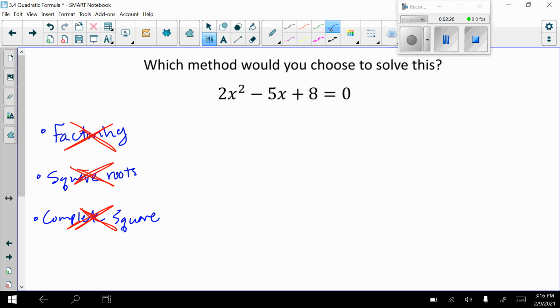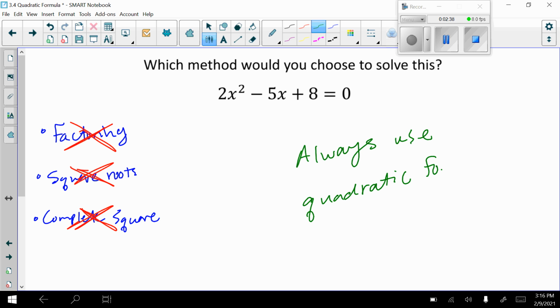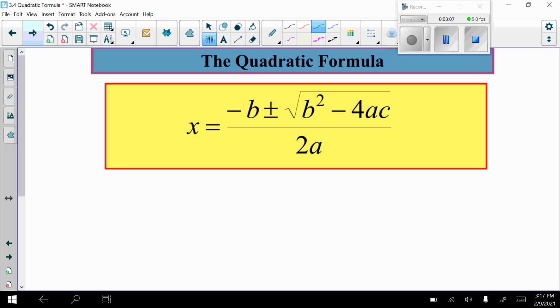So if nothing works, here's what we need to know. You can always use the quadratic formula. I'm going to show it to you here on the next slide. You can always use the quadratic formula, okay? If nothing else works, or if you're trying to solve a quadratic and you just don't know what to do, you can always use the quadratic formula. It will always work. It's like your get out of jail free card, okay? So if nothing else works, fall back on the quadratic formula. It's like your last Hail Mary, get out of jail free card.